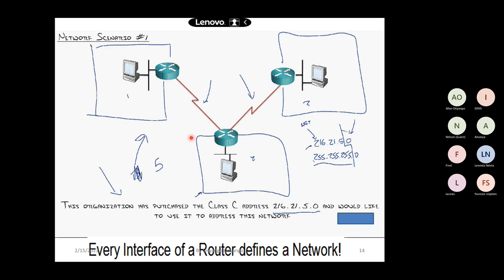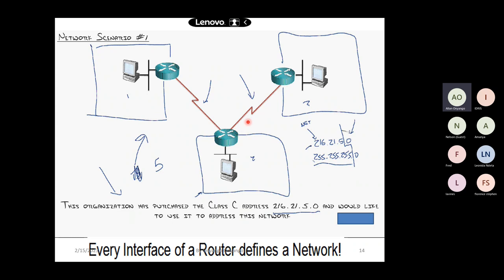we have to note how many networks we have here. We have three routers. There's a LAN on this router, another LAN on this router, and a LAN on this router. Those are three networks. Then there's a link between these two routers. That is the fourth network. And then the fifth network is here.